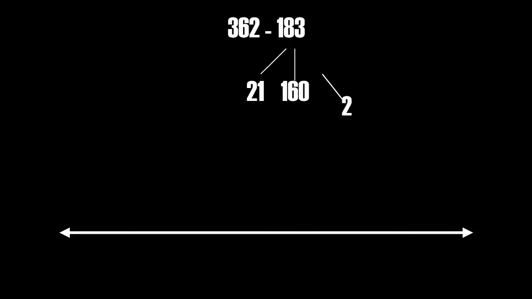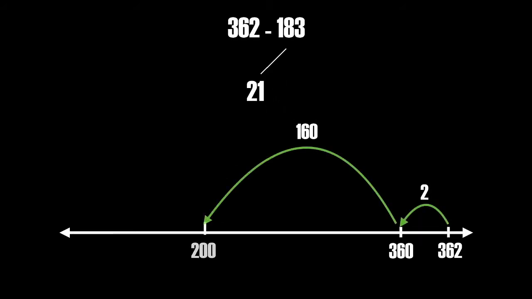Here, we'll start with 362, and we'll count backwards 2 to get to 360. Then we'll remove 160 to get us to 200, and then we'll remove that final 21. Exact same understanding that the student just did with fractions, only this is with whole numbers. But this is where that understanding begins.